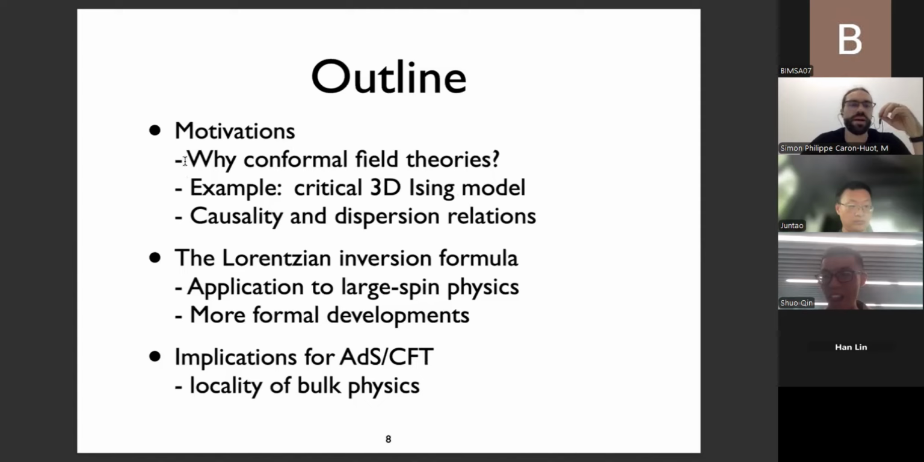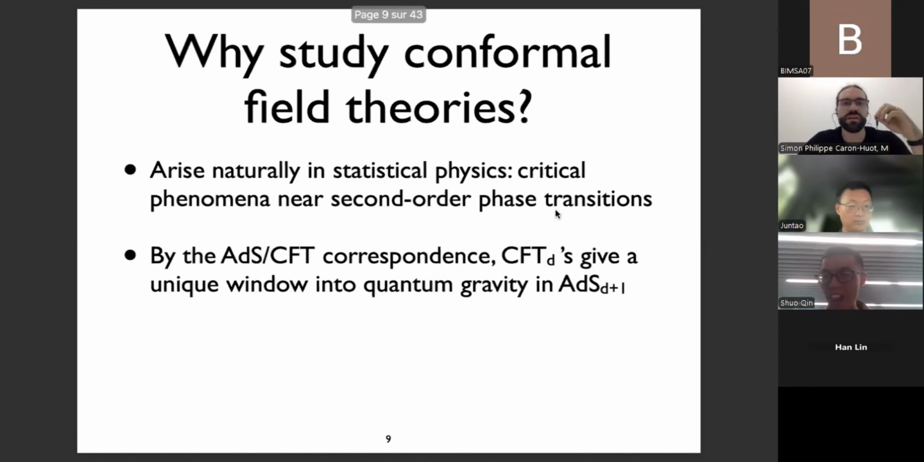So I'll step back and give some motivation for why we study conformal field theories, give some examples and context. So why do we study conformal field theory? I think there are two broad motivations.